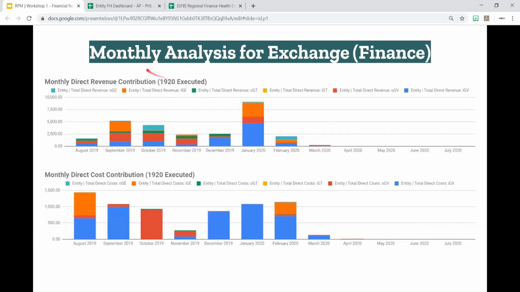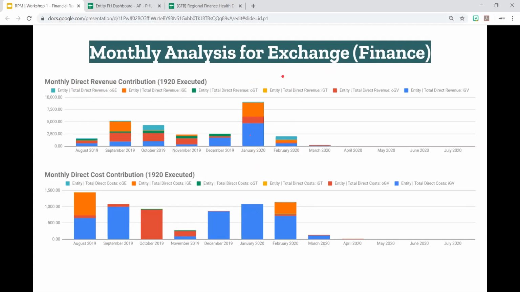Another way is monthly analysis for exchange in finance, where you can show the contribution in different months of totals for exchange, so that you get a total breakdown of each type of revenue in just one bar. This is a good way to see the total of the revenue and then see the breakdown.